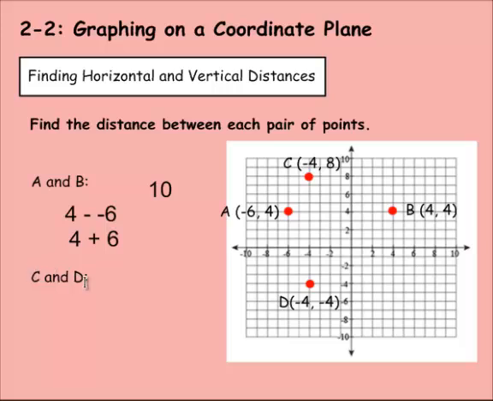Here we have C and D now. We have -4s, which will match up, so there's no difference between their x values, but they have a -4 and a +8. So let's do that same thing. +8 is bigger, so we'll do +8 minus -4. Two negatives make a positive, so 8 plus 4, and that'll give us 12 for that distance.